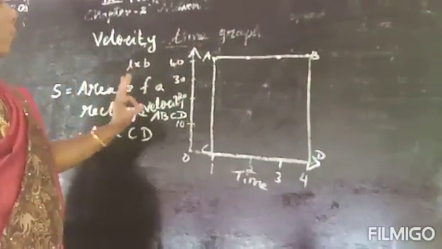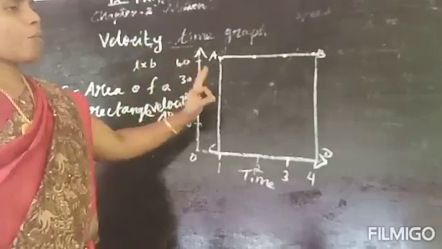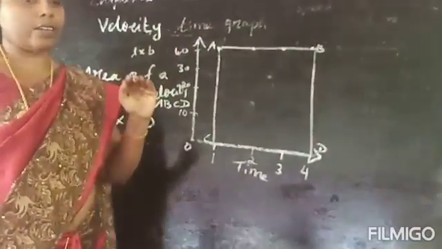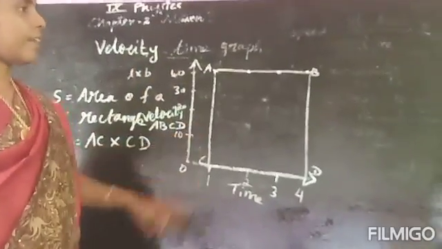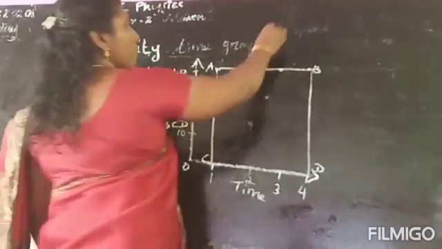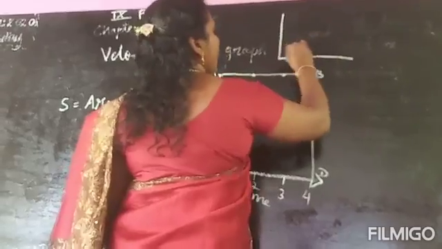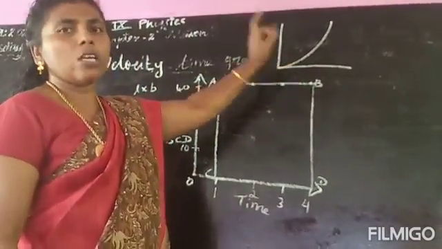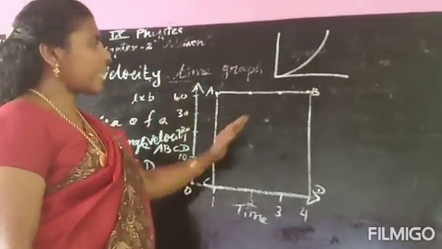Then next, one more graph. Uniform motion, velocity time graph. Uniform motion means you will get a straight line. Suppose non-uniform motion, how will you get the graph? Like this, a curved line you will get. Non-uniform motion you will get a curved line. Uniform motion you will get a straight line.